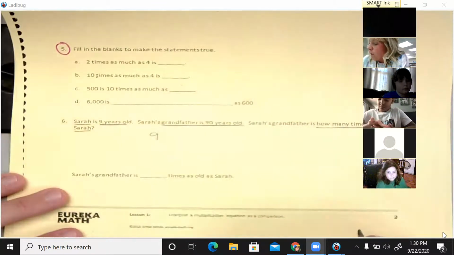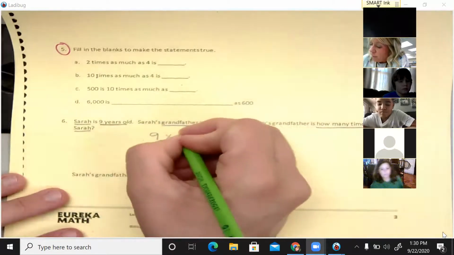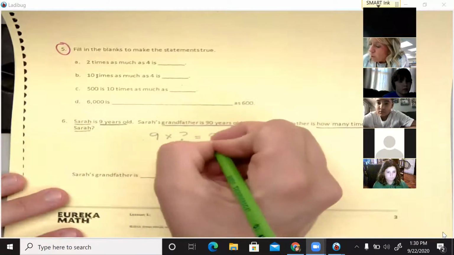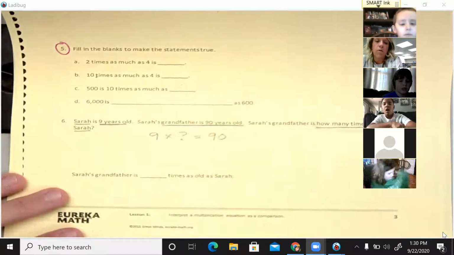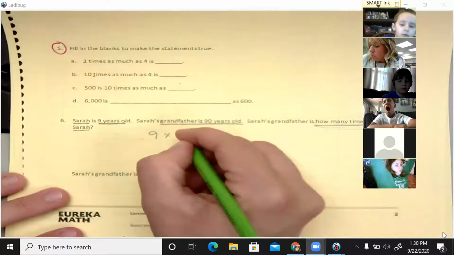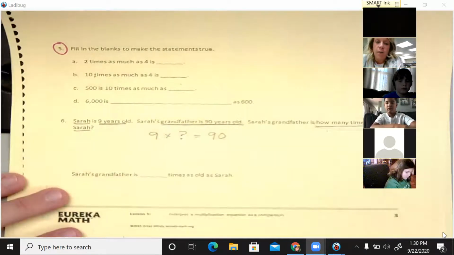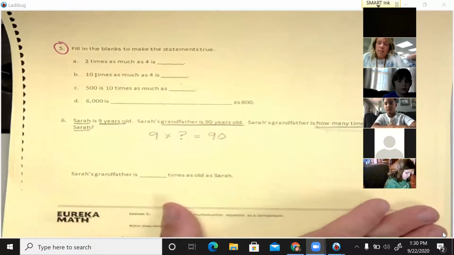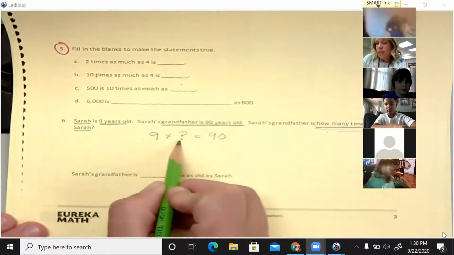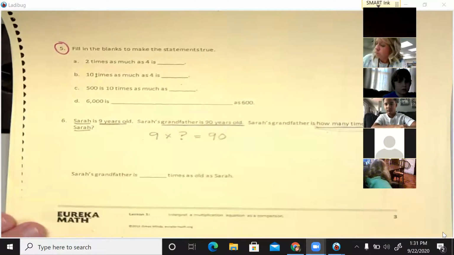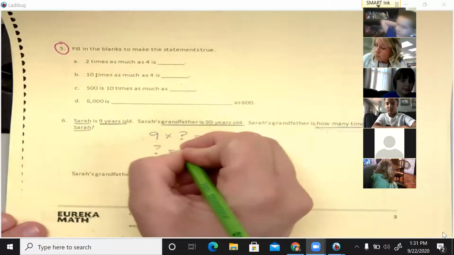Sarah is 9 years old, and Sarah's grandfather is 90. So I might think 9 times question mark equals 90, because our job is to figure out how many times as old the grandfather is. So this is like a little bit of algebra here. When you get older, or actually even this year, we'll be putting a letter there, and the letter is a variable, and it just means figure me out. What am I? So 9 times what gives me 90? Seth? 10. Very good. So I'm going to put my question mark equals 10.